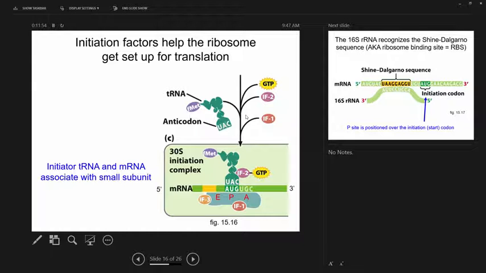So there are special initiator transfer RNAs that function to bring in the first amino acid that goes in every protein. There's only one codon for methionine, that's AUG. But for the first methionine in every protein, only in prokaryotes, there's a special methionine derivative called N-formyl methionine. It's just got a modification on it.